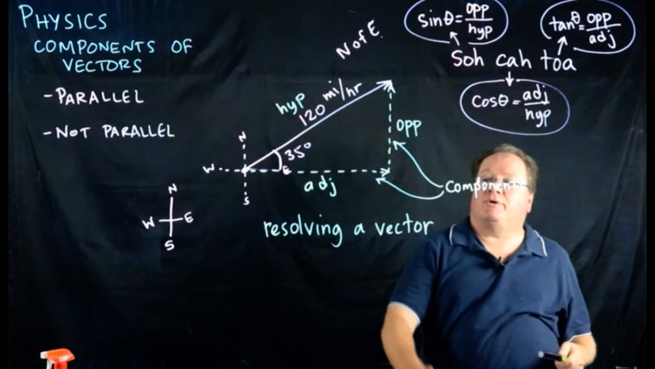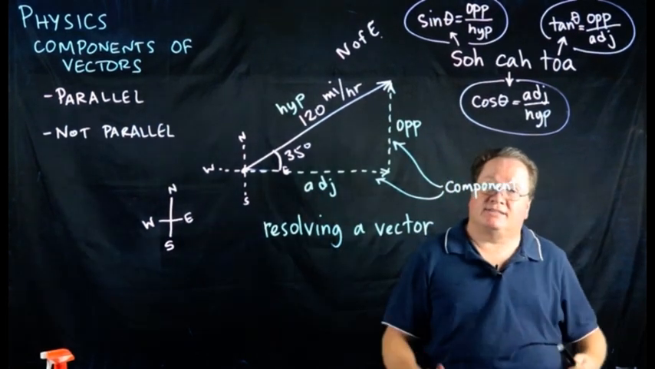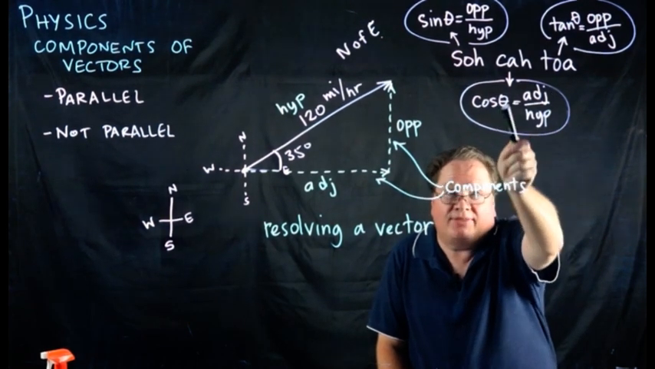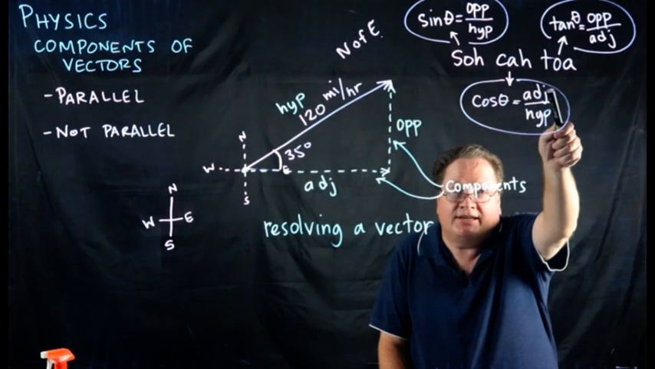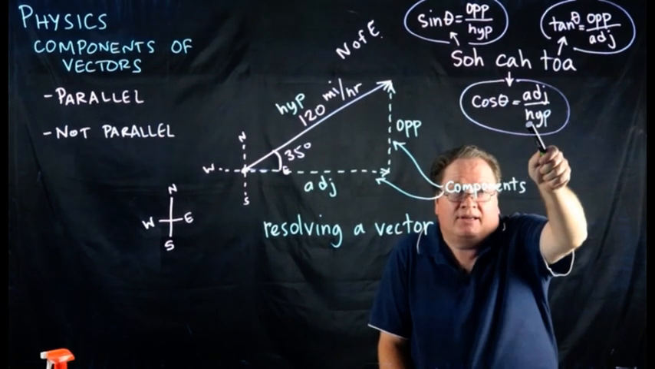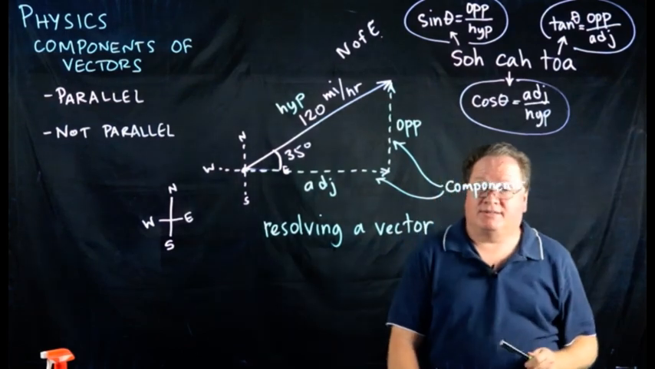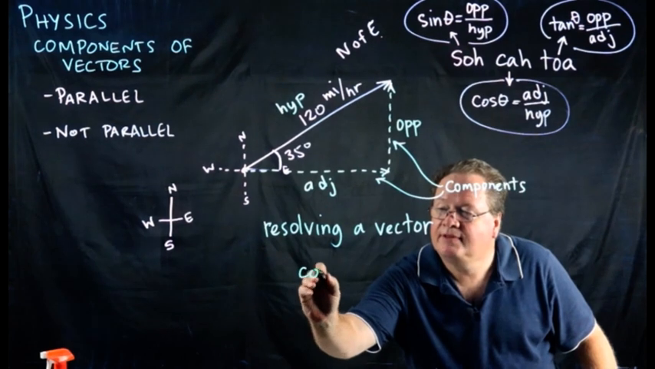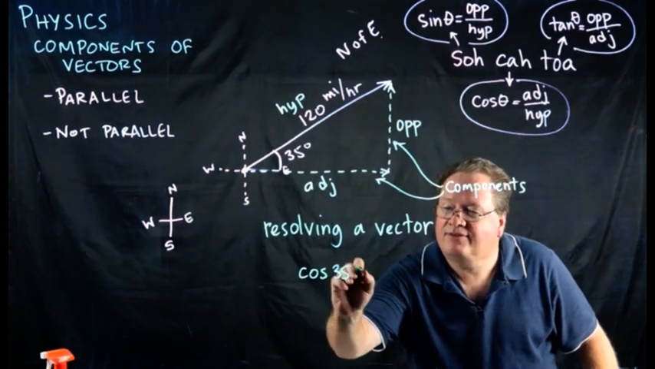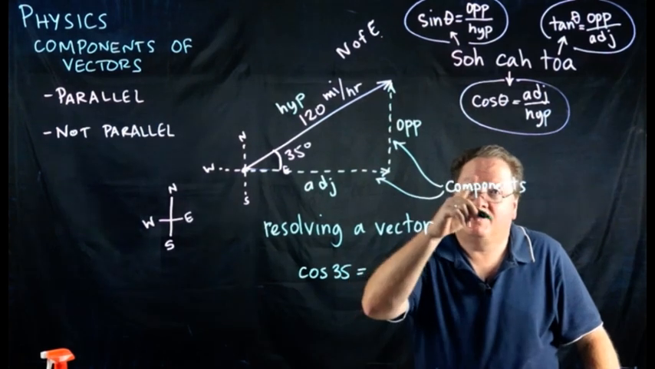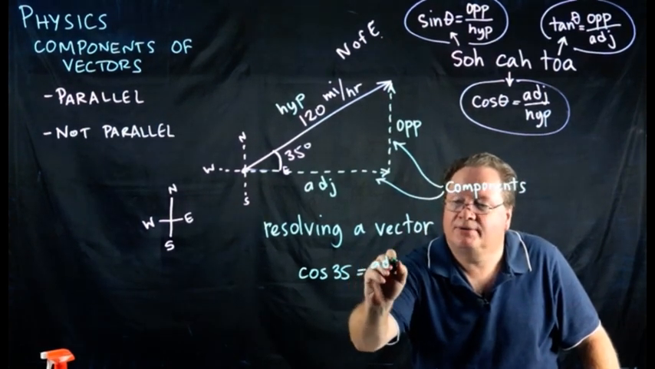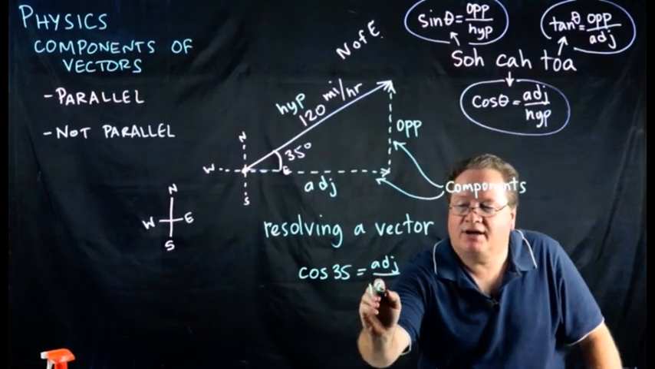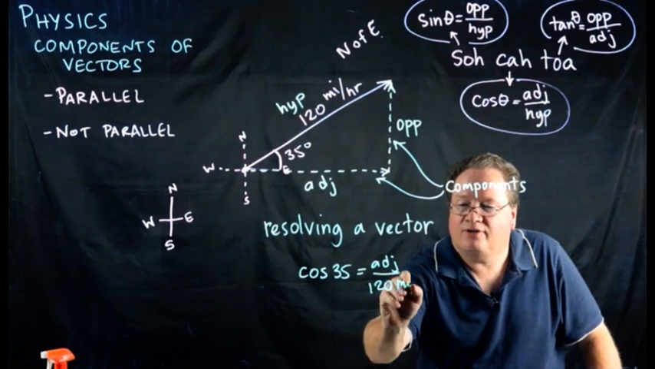Cosine would be the one we would want to use to figure out what this side is. The reason being, I do know the angle, so I'd be able to get this. I don't know what the adjacent is, but that's what I'm solving for. And I know what the hypotenuse is. So to solve for the adjacent side, I would say cosine of 35 equals the adjacent side, which we don't know, over the hypotenuse, which we know is 120 miles per hour.